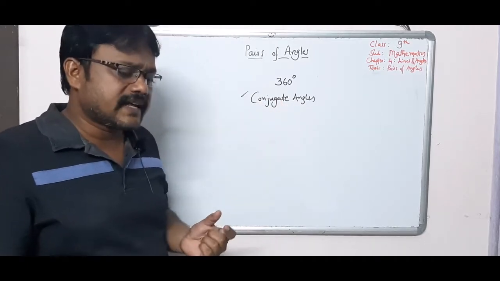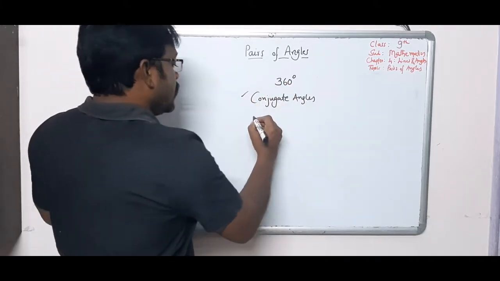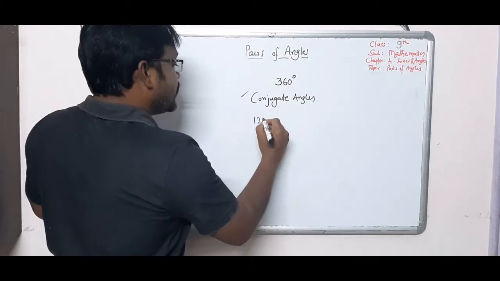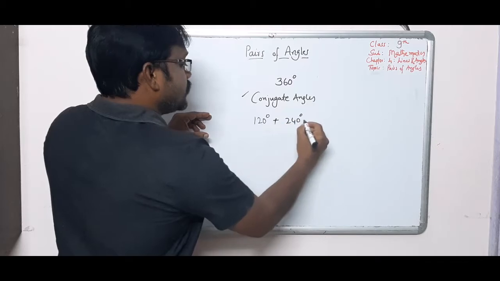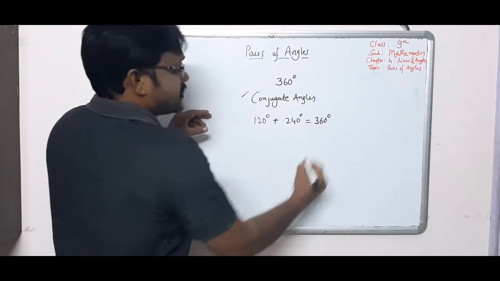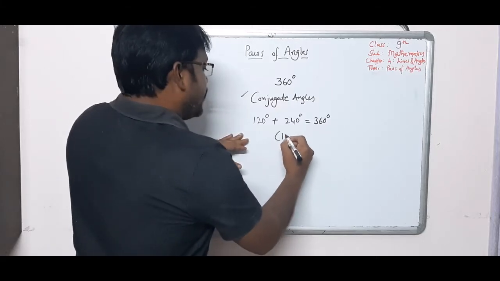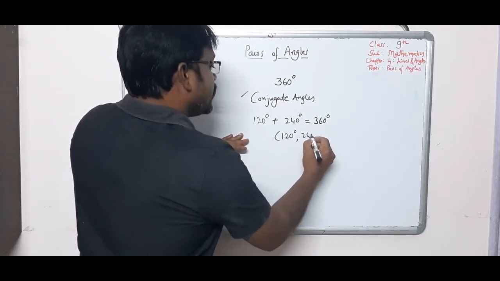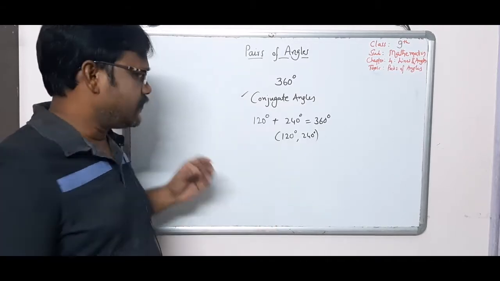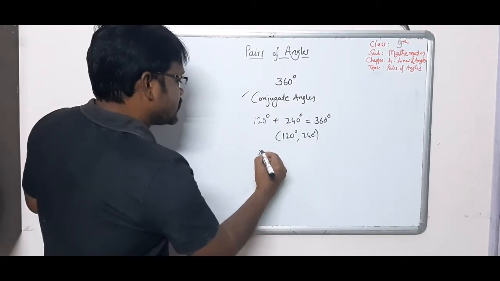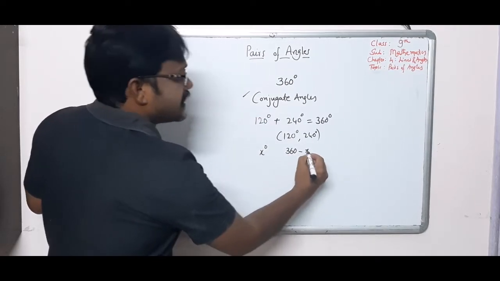What do you mean by conjugate angles? A pair of angles whose sum is 360 degrees. What is the conjugate angle for 120 degrees? Of course it is 240 degrees, because both give you 360 degrees together, right? So 120 and 240 is a pair of conjugate angles. As usual, if one angle is some x degrees, then its conjugate is 360 minus x.